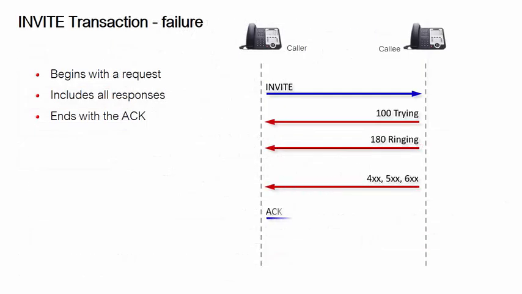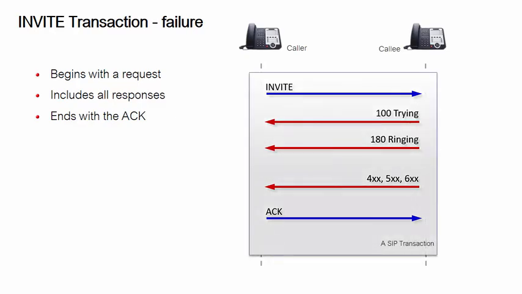In a failed call, however, things are different. All of the messages including the ACK are included in the same transaction. Now, the reason for this is not obvious in a peer-to-peer call. It will be later after we've discussed forking in the next chapter. So for now, just remember that in a failed call, the ACK is not a self-contained transaction like it was with a success scenario, but it's included in the failed INVITE transaction.